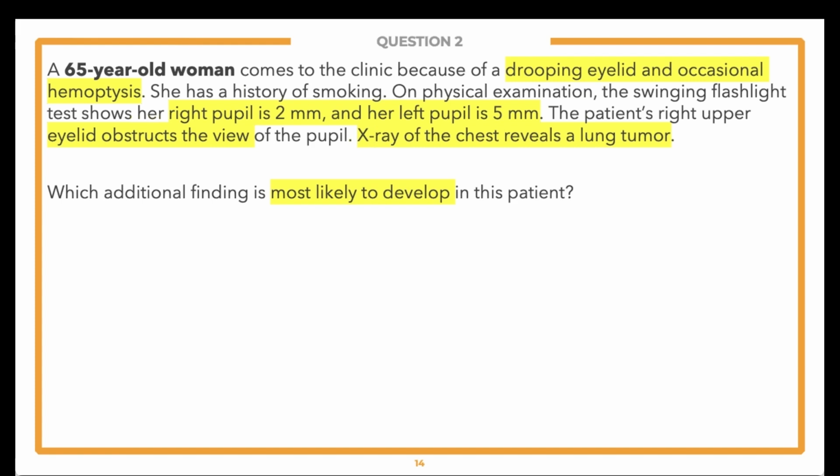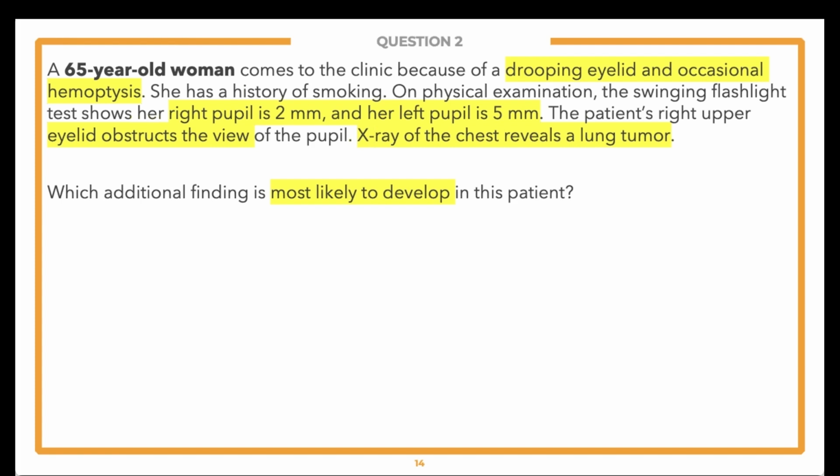Okay, so which one is where the problem is at? You guys are thinking about that. And the right upper eyelid also obstructs the view of the pupil. So what does that mean? An X-ray reveals a large tumor, so of the lung tumor, right? So you have to think about connecting these dots, and it seems like a pretty straightforward question, but there is also the next level to it.